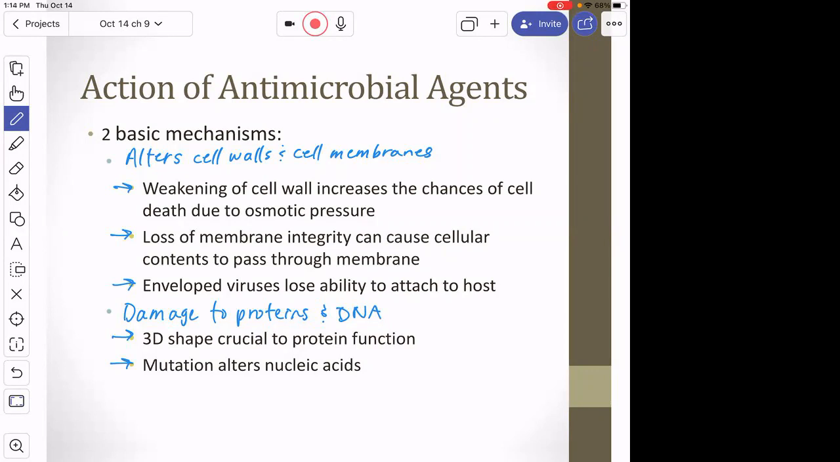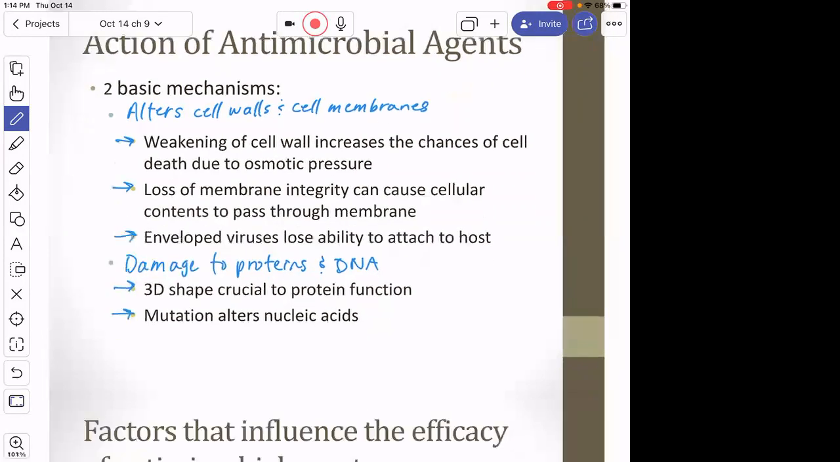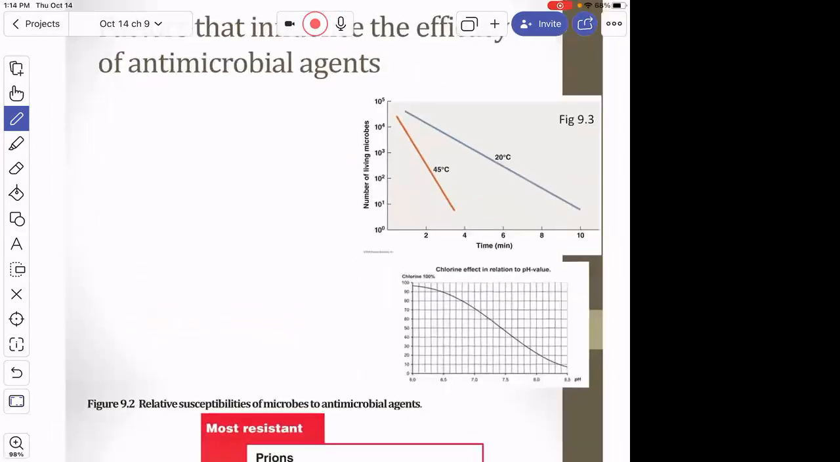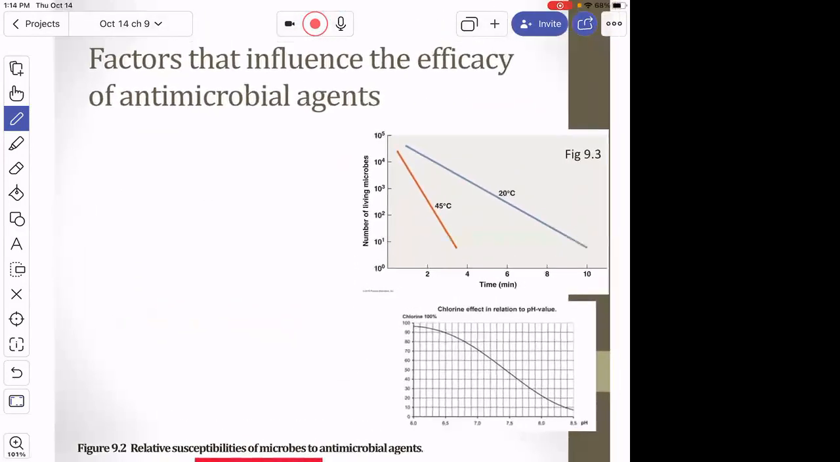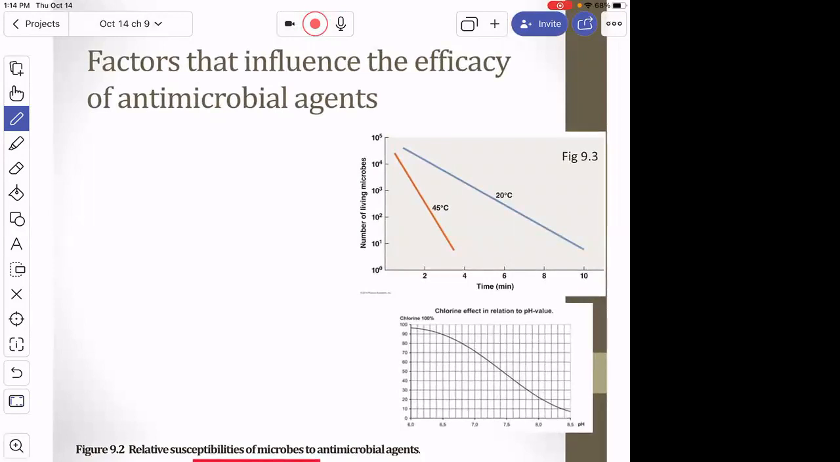Sometimes we don't really know exactly what it is. It might be a chemical does all those things. Okay, so I'm not making you write a lot today, but this one slide I am.